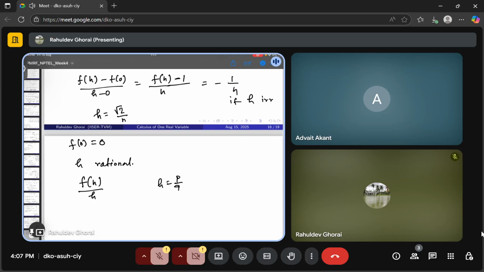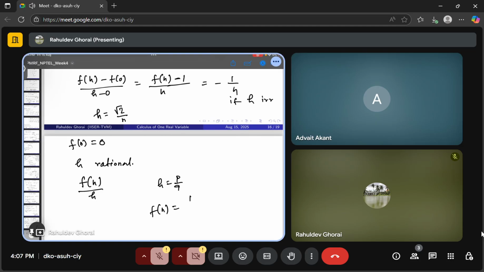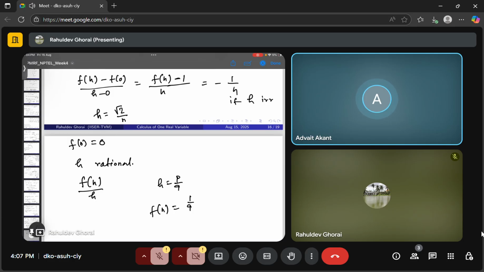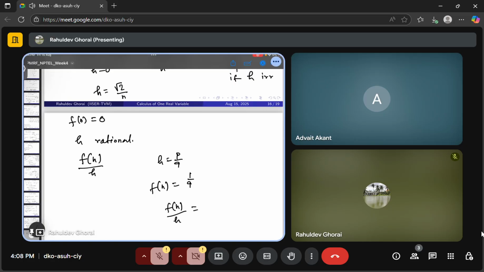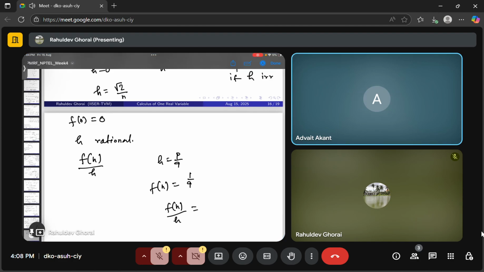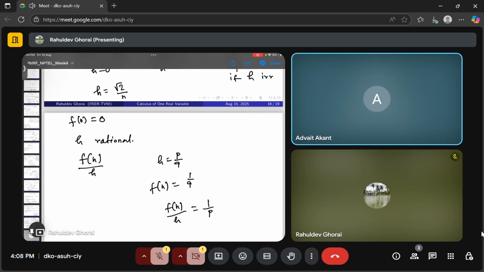Everything is okay. Then f of h is 1 by q. So f of h by h is equal to 1 by q by p by q, which is 1 by p, right?